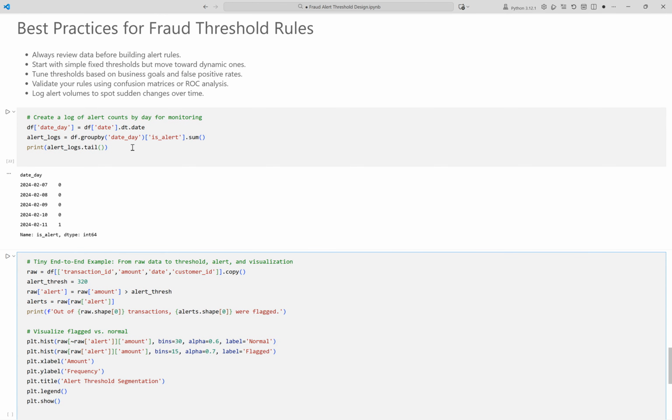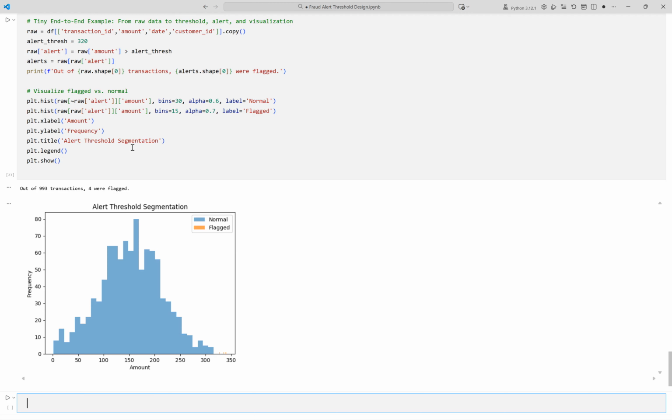Running the cell now. This output shows that using a fixed threshold of 320 flags only 4 out of 993 transactions as alerts, highlighting how strict or lenient the rule is. The overlapping histograms help visualize the distribution of normal versus flagged amounts, emphasizing the separation created by this threshold. This step demonstrates the importance of reviewing data distributions before tuning thresholds to balance alert volume and false positives effectively.